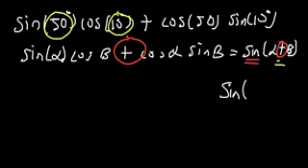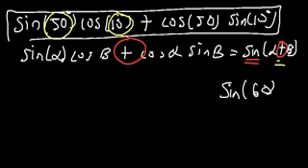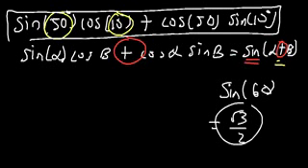So alpha is 50, 10 is beta, so 50 plus 10 is 60. This entire expression is equal to sine 60. And using the triangle, we know sine 60 is root 3 over 2. Keep in mind, you have to solve it this way. Sine 50 is not on a unit circle, so you can't get an exact answer for that. So you have to do it this way.